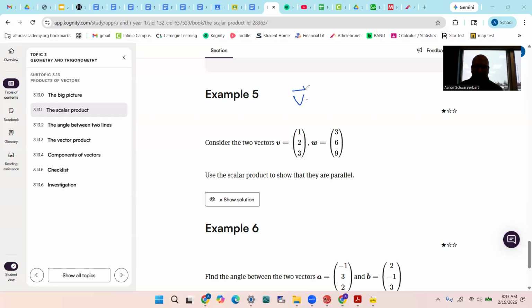So V dot W equals 3 plus 12 plus 27, 42. Root of 1 plus 4 plus 9. I'm on the magnitudes. 9 plus 36 plus 81.